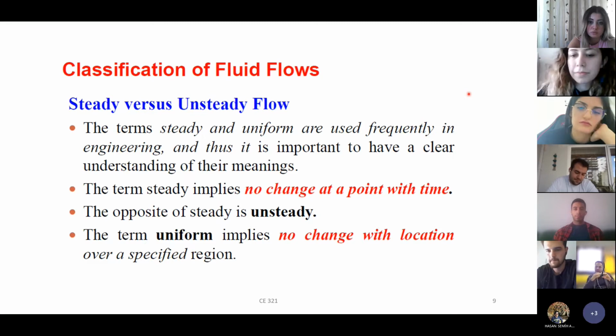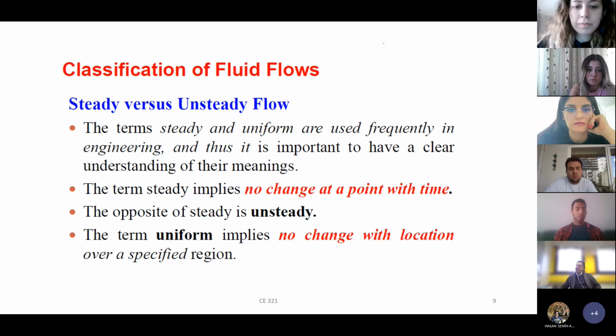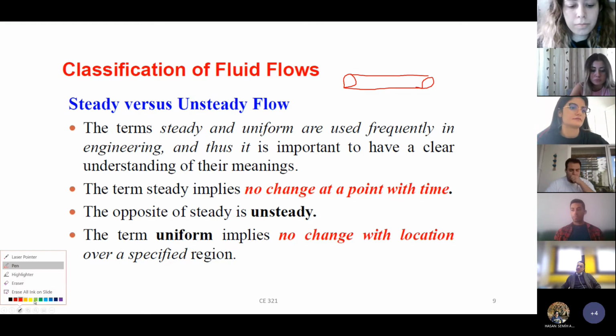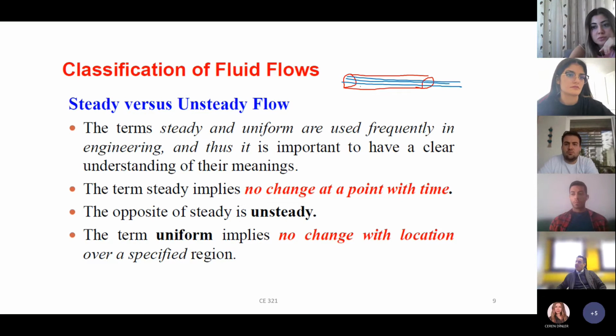Because when you pump, a constant discharge is pumping. Think about this. Let me draw for you, and during this drawing, you can think. I have a pipeline like this, and water moves within the pipeline. At this cross section, I have, for example, a velocity meter, a gauge that shows me the velocity, and I see that velocity changes by time.